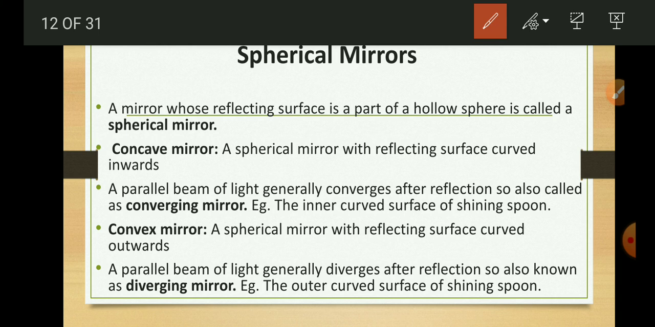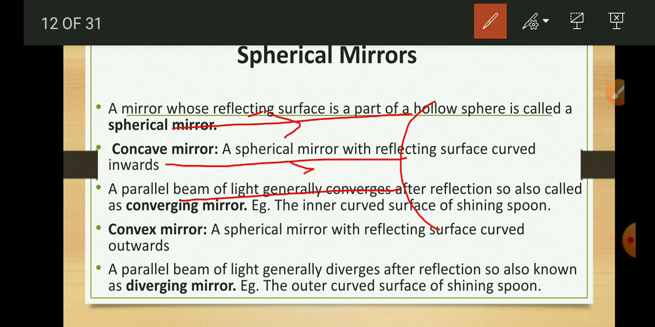Next is the convex mirror. A spherical mirror with reflecting surface curved outward is called a convex mirror. A parallel beam of light diverges from a convex mirror, and so this mirror is also called a diverging mirror. We can see here when parallel rays are incident on a convex mirror, the rays after reflection get diverged, and so this type of mirror is called a diverging mirror. An example is the outer curved surface of a shining spoon. It is just like a convex mirror.